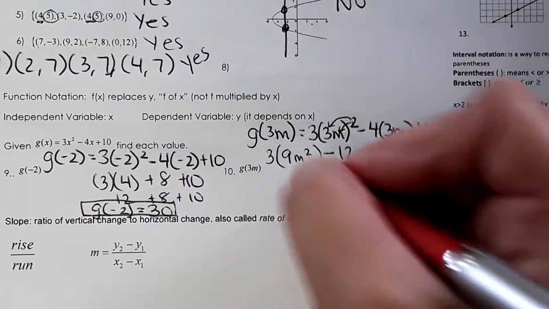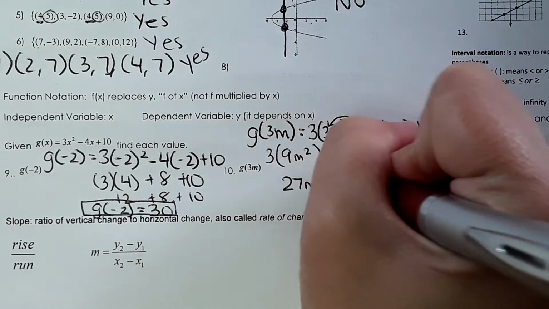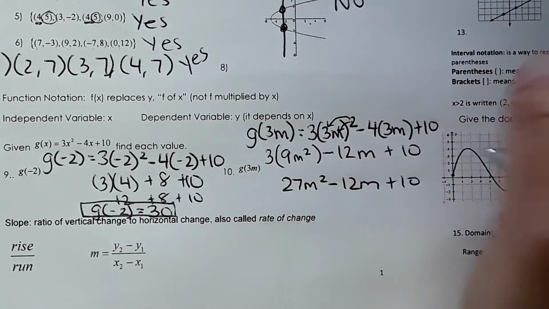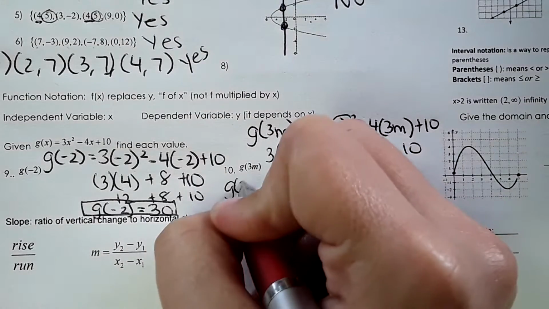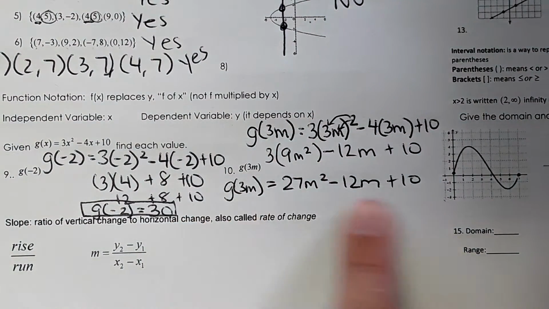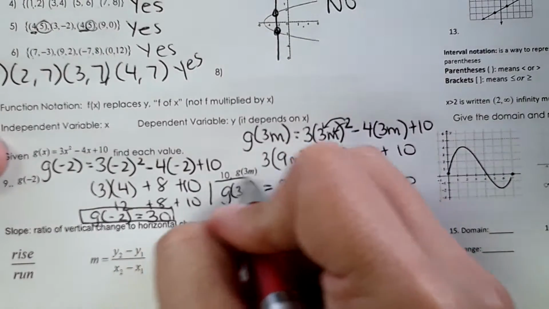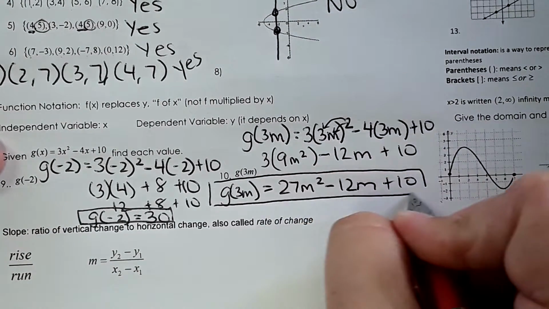3 times 9m squared would be 27m squared. So g of 3m, and this is the answer here. And that's simplified as much as I can get it.